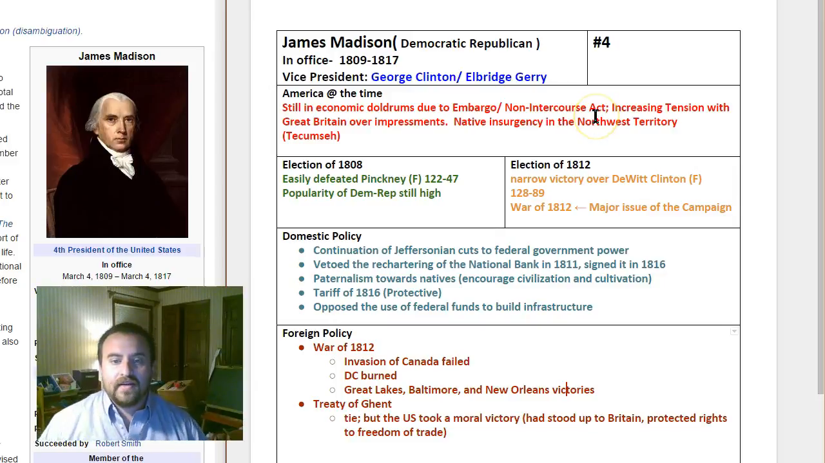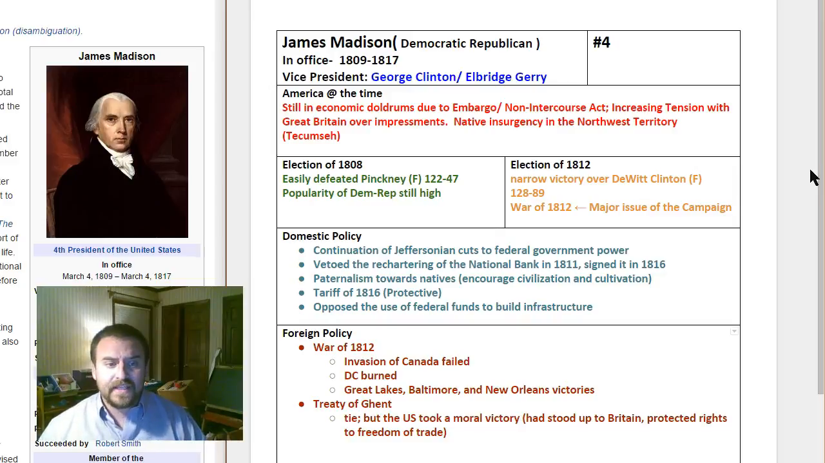Alright. So America at the time that Madison takes over, we're still in these economic doldrums from the Embargo Act and the Non-Intercourse Act, where we're trying to force this peaceful coercion, trying to get Britain to stop impressing our sailors. And we're also having this native insurgency, a ramping up of the fighting in the Northwest Territory with Tecumseh's Western Confederacy. We believe that the British are antagonizing them or prodding them to attack us. So we've got to deal with that issue as well. So all these things are on the plate when James Madison becomes president.